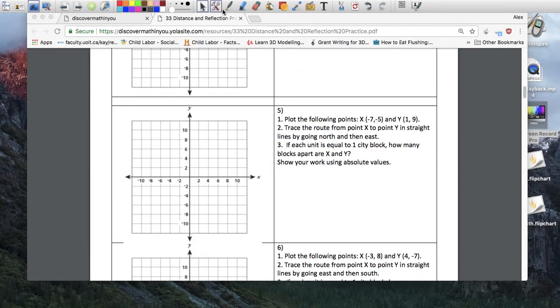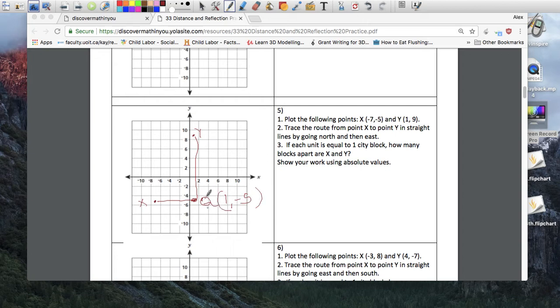5, negative 7 this way, and negative 5 goes down, so it's somewhere right here. That's X. Y is 1 and 9, 1 to the right and 9 up, so right here, let's call that Y. Make a straight line. No, that's not a straight line. That's a little better. And then go up. Here's my point Q, or RS, or whatever you want to call it. I just like Q. And point Q is 1 over to the right. And how many down? Negative 5. Go all the way down.